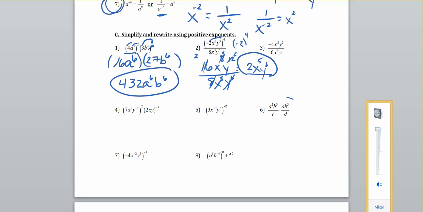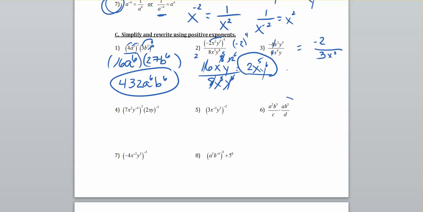All right, so if we look at number 3, I'm going to go ahead and say, okay, I know this is going to be a fraction. I'm going to reduce the 4 and the 6. I'm going to divide them both by 2 to get -2/3. Now, I have x squared up top and x fourth at the bottom. I'm going to have an x squared left.